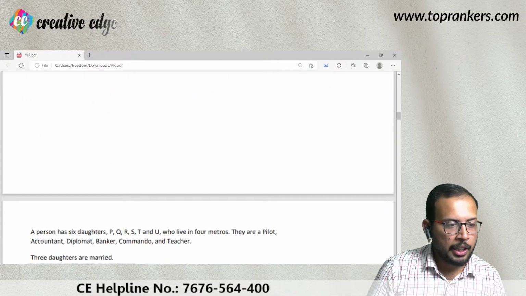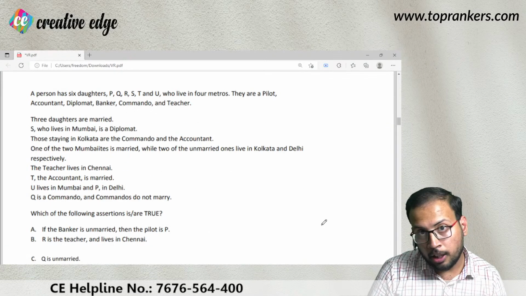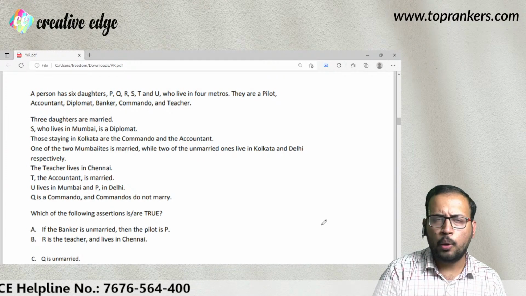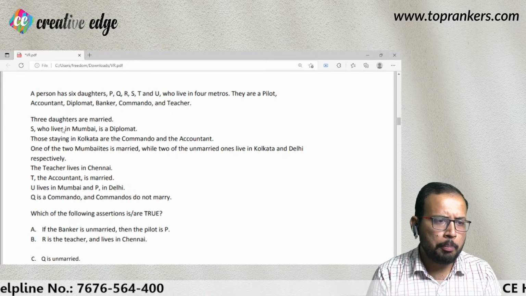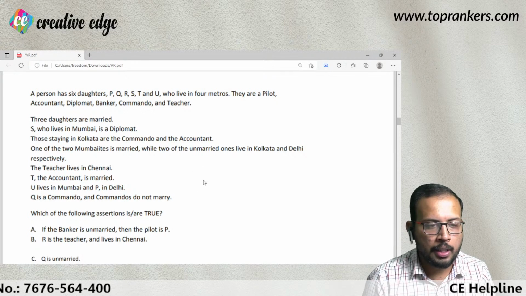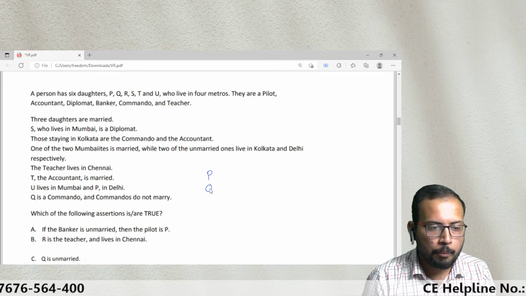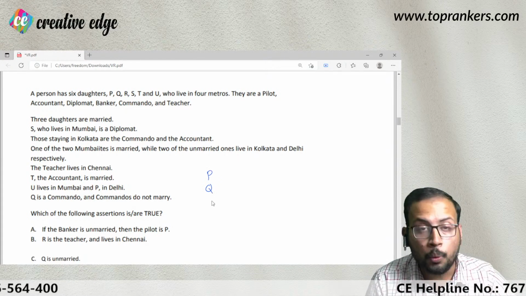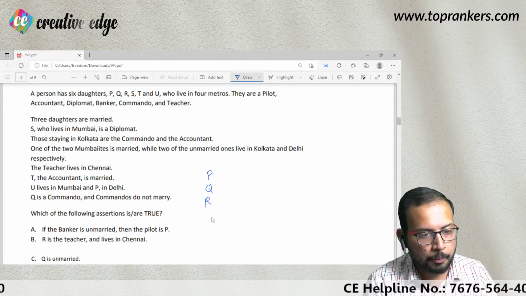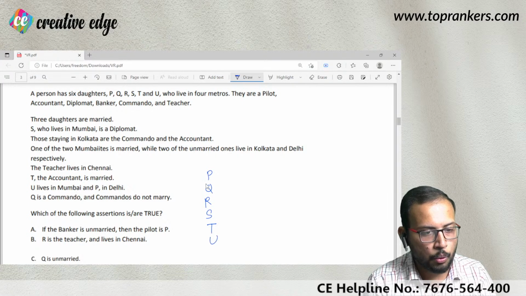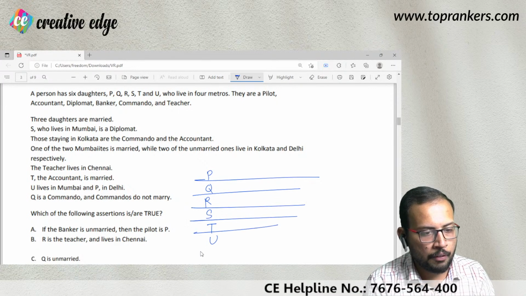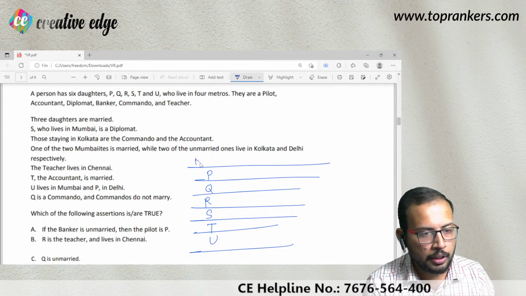Now the very second question reads that, so this is again another puzzle and this is going to be interesting when you solve it. What is said in this question? A person has six daughters P, Q, R, S, T and U who live in four metros. So you have six daughters, so let me write down their names. P, Q, then R, S, T and U. These are the six daughters a person has. So these are the names of the daughters.